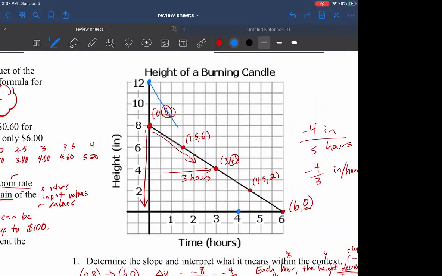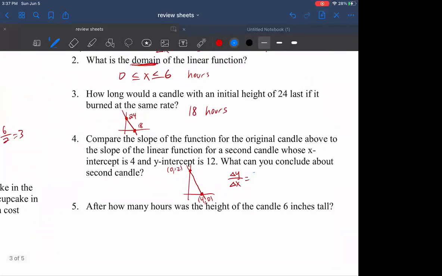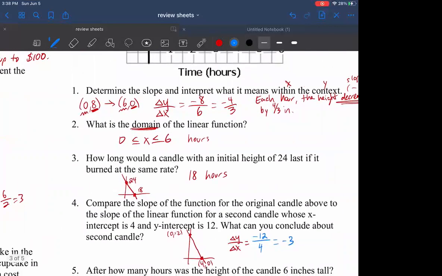Look at the slope. It's steeper, right? That's a steeper slope, which means is it burning slower or faster? Hopefully you can say, well, clearly that's burning faster because it takes less time and it was taller to start with. So it's a lot faster probably. So it's going down 12 inches, burning all the way out in 4 hours. That means it's burning at a rate of -3. It's burning 3 inches for every 1 hour, 3 inches per hour. That's a lot more than the -1.333, which is what -4/3 would be.